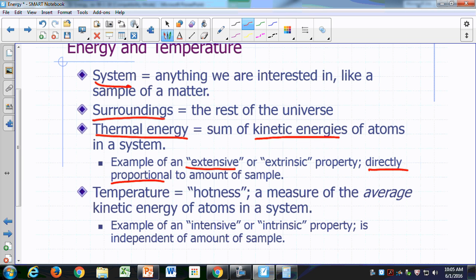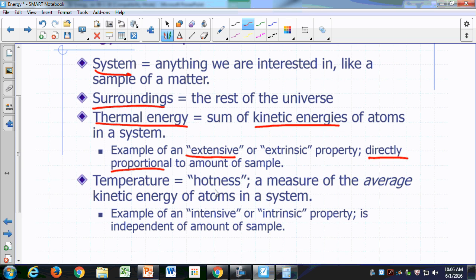What does directly proportional mean? So the more sample you have, if you imagine you were to duplicate your sample, then you'll have twice as much thermal energy because you have twice as much sample. So that's what direct proportion means. So thermal energy would be directly proportional to the amount of the sample. It's an extensive property.